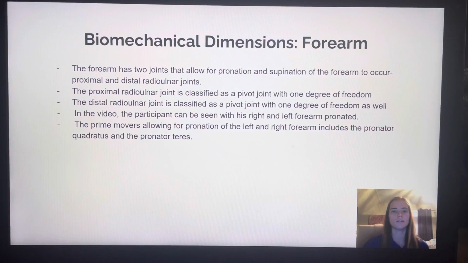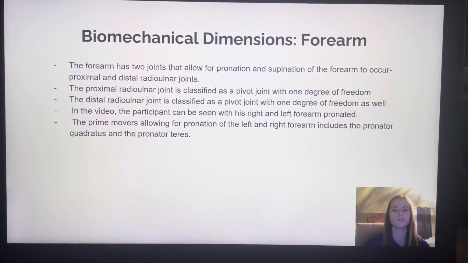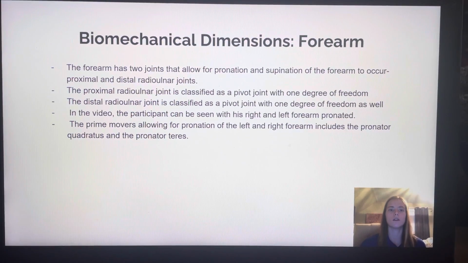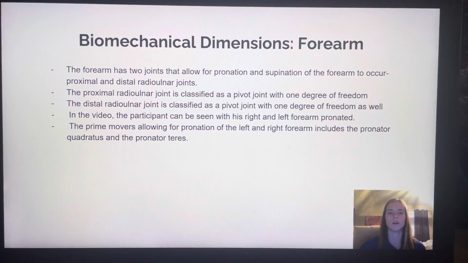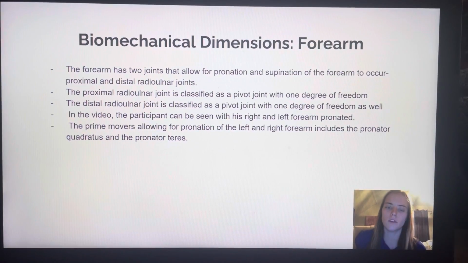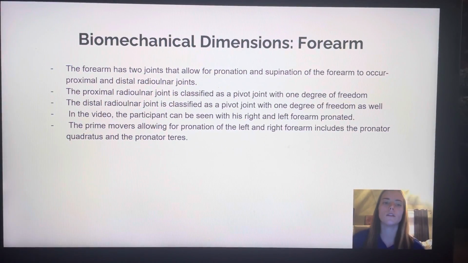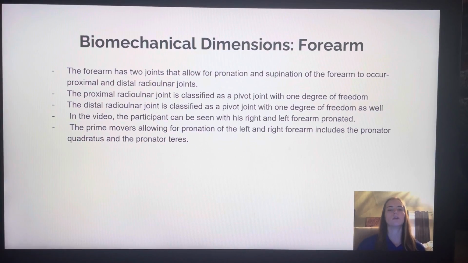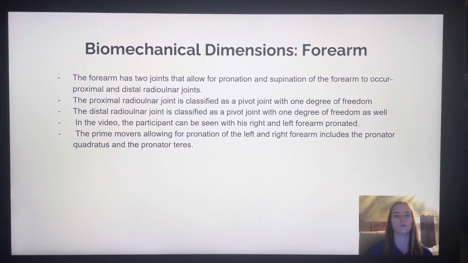The forearm has 2 joints that allow for pronation and supination of the forearm to occur. These are the proximal and distal radioulnar joints. The proximal radioulnar joint is classified as a pivot joint with 1 degree of freedom. The distal radioulnar joint is classified as a pivot as well.